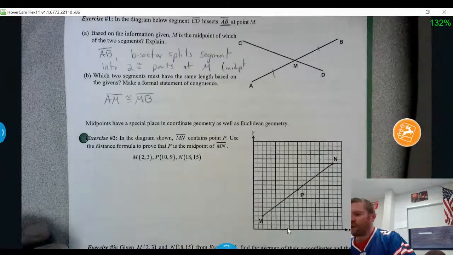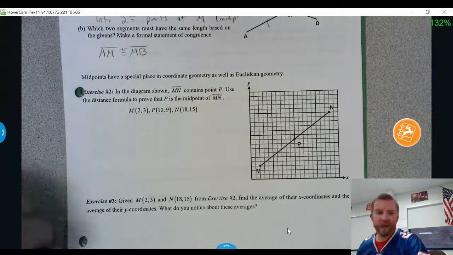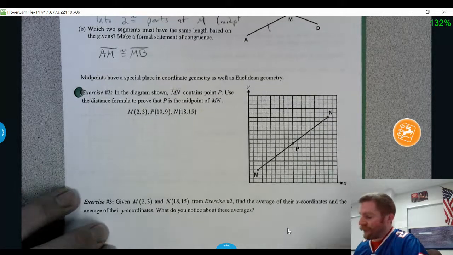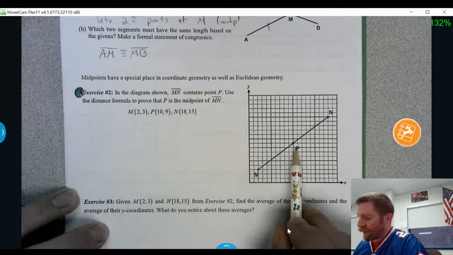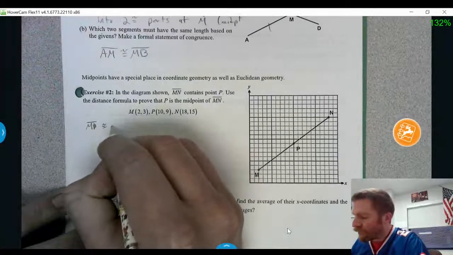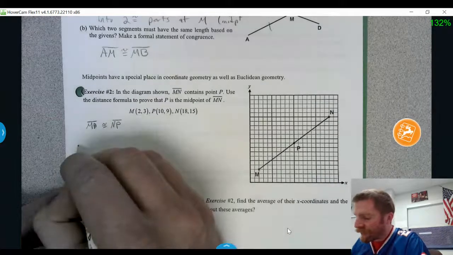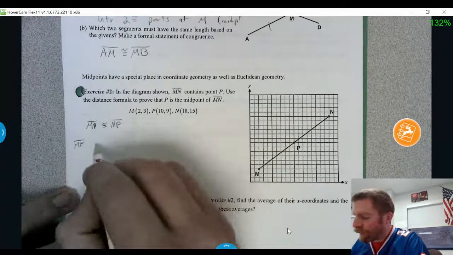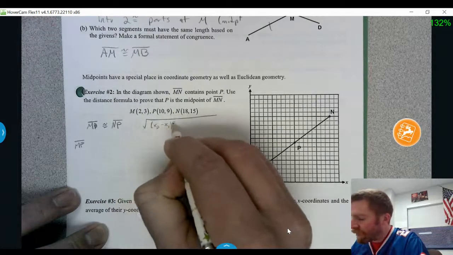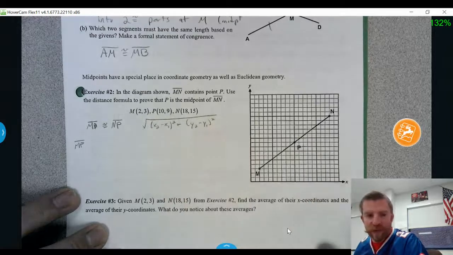If we go to this problem down here, they give us some coordinates, and they want us to use the distance formula to prove this. If P is the midpoint, then that would split MP to be congruent to NP, or PN. So if I find the distance of MP, remember the distance formula: we subtract the x's, square it, add it to subtracting the y's. This came from the Pythagorean theorem.